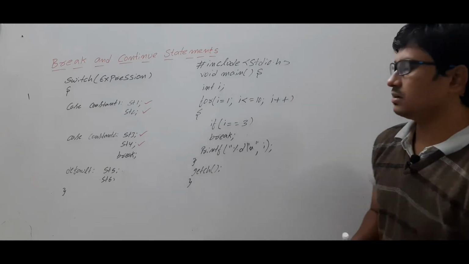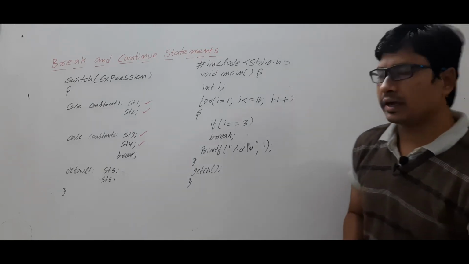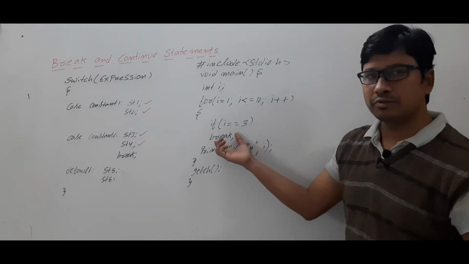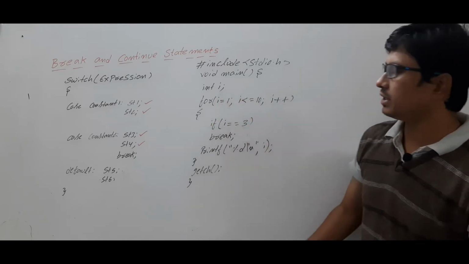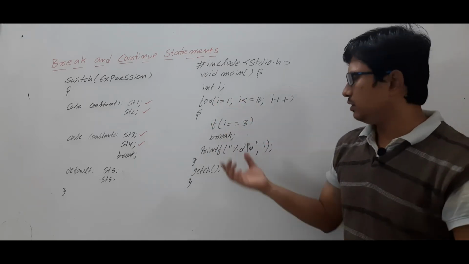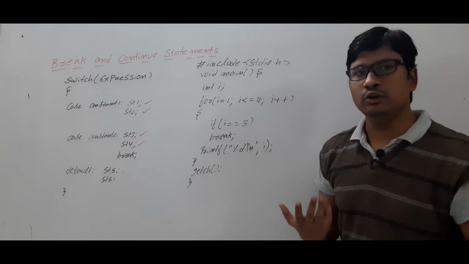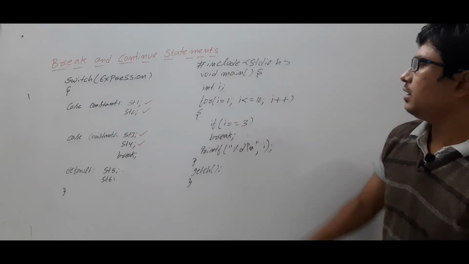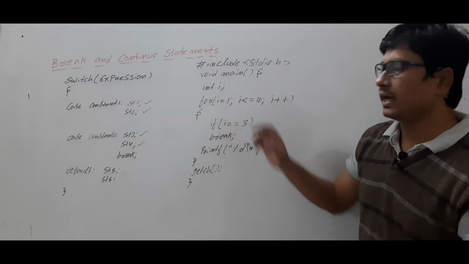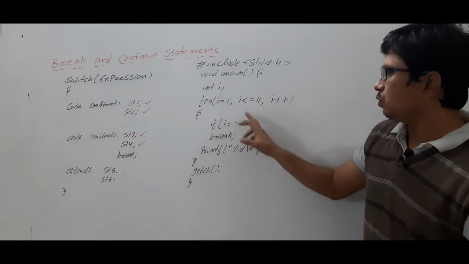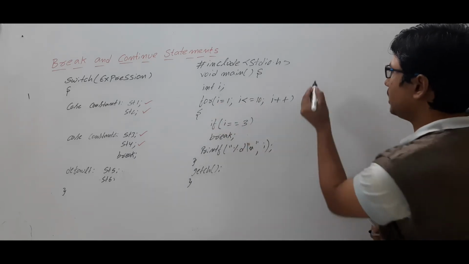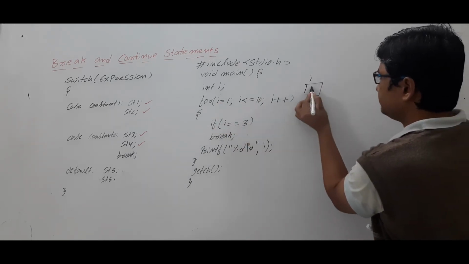Okay, so this is a small program I have written to explain the purpose of break in the for loop. Not only in the for loop, you can use it in any loop such as a while loop or do while loop. Now you have declared a variable called i. Now i is equal to 1. You have initialized the i value as 1.